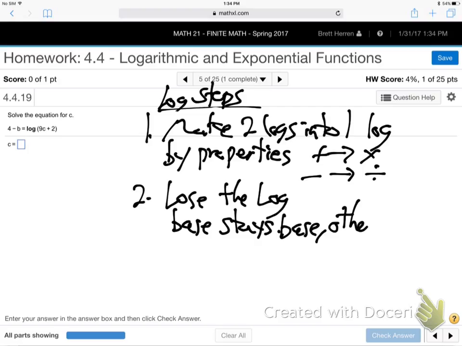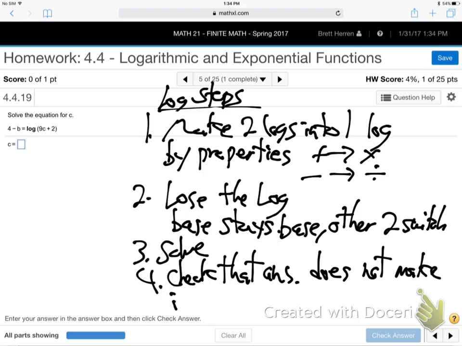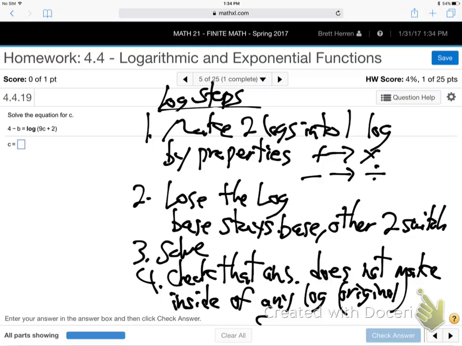Am I still on the screen up there? Yeah. And then number three, solve it. And then number four, check. You got to check that the answer does not make anything inside of any log on the original zero or negative. Right? You can't have zero or negative back in the original. We always check with the original.